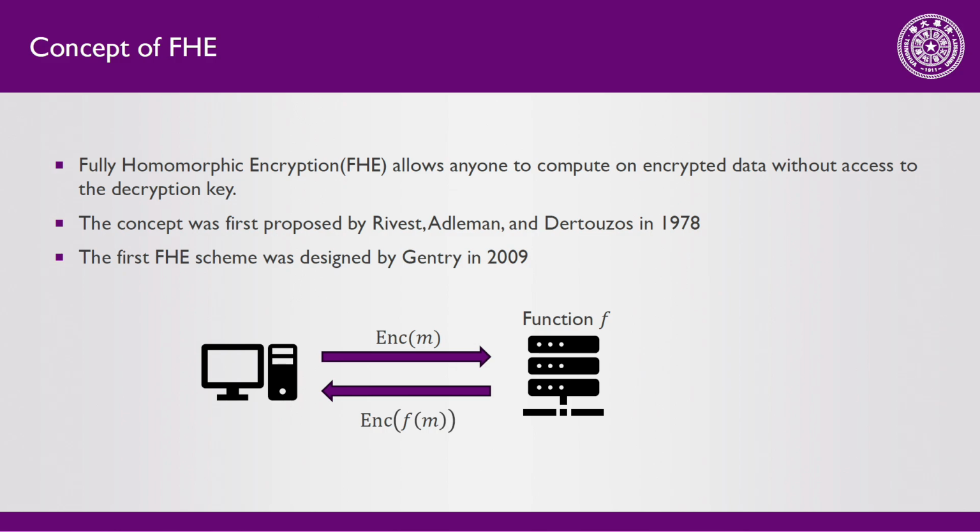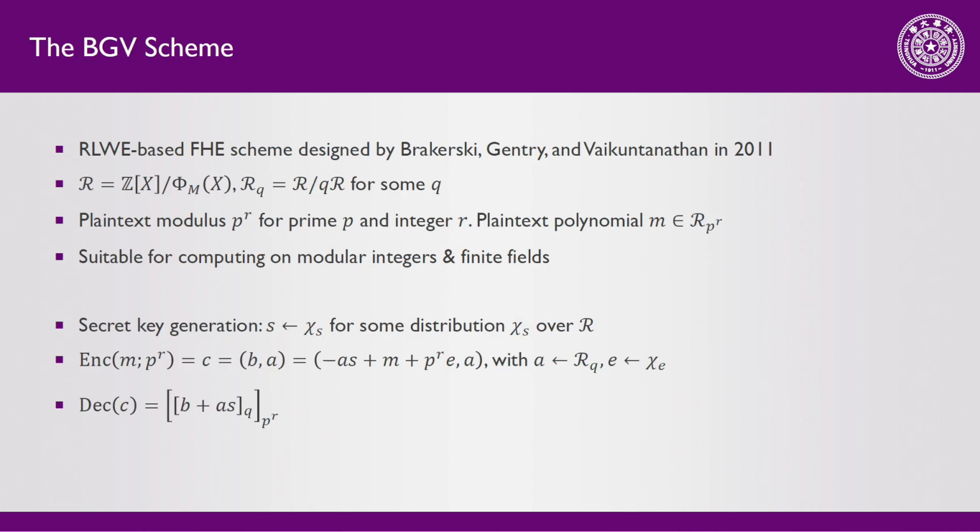So the concept of fully homomorphic encryption was first proposed by Rivest, Adleman, and Dertouzos in 1978, and it allows anyone to compute on encrypted data without access to the decryption key. The first FHE scheme was designed by Gentry in 2009. The BGV scheme is an RLWE-based FHE scheme designed by Brakerski, Gentry, and Vaikuntanathan in 2011.